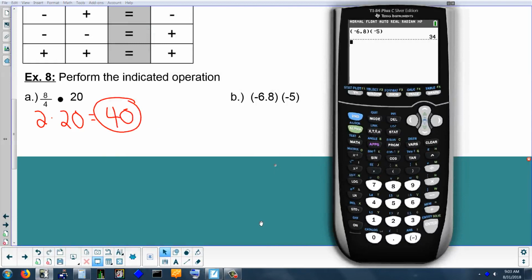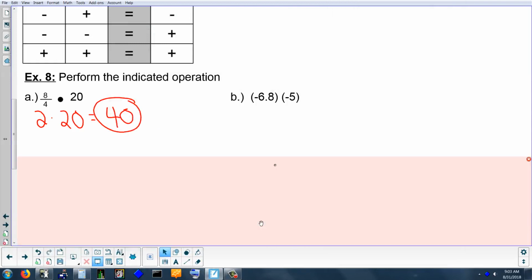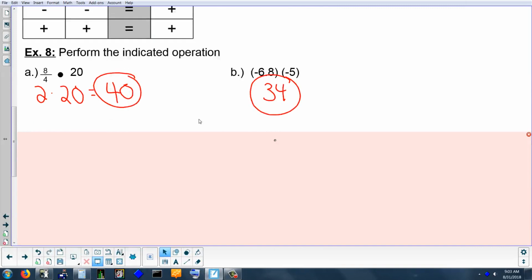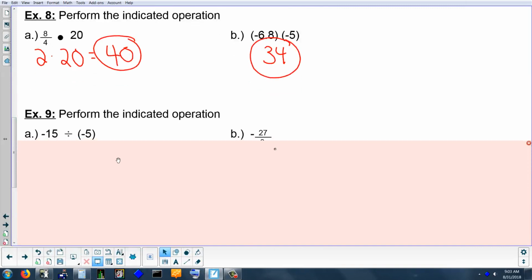Like Donovan told us, it's going to be positive because they're both negative. Negative times a negative is a positive. Positive 34. Alright? Now we had a mix here.